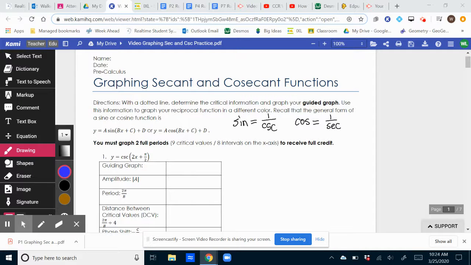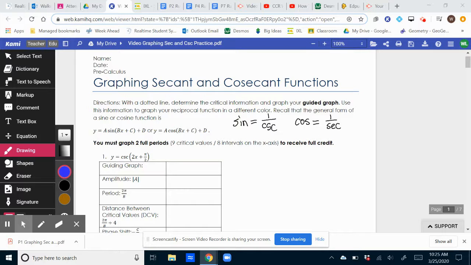Hey guys, today we're going to graph secant and cosecant functions. So far, for the past few weeks, we've been working on graphing sine and cosine. You guys have gotten pretty good at graphing those two. And now you'll see that once you know how to graph sine and cosine, you can pretty easily figure out how to graph secant and cosecant.